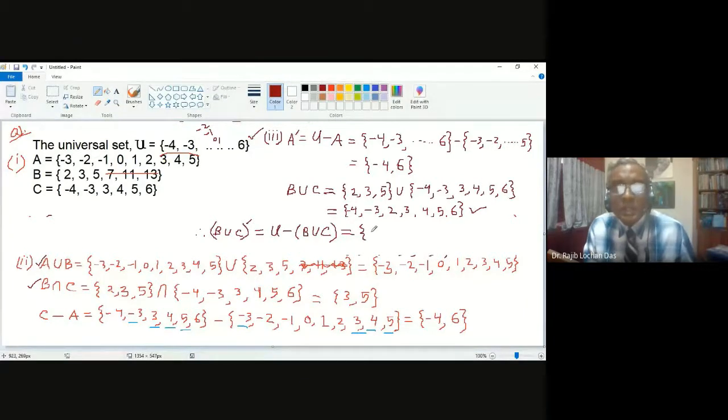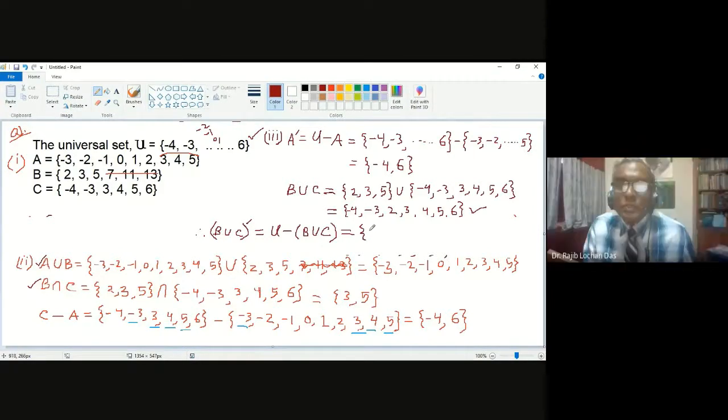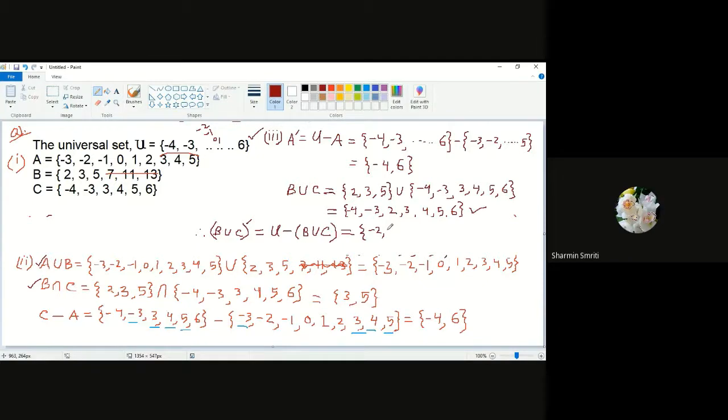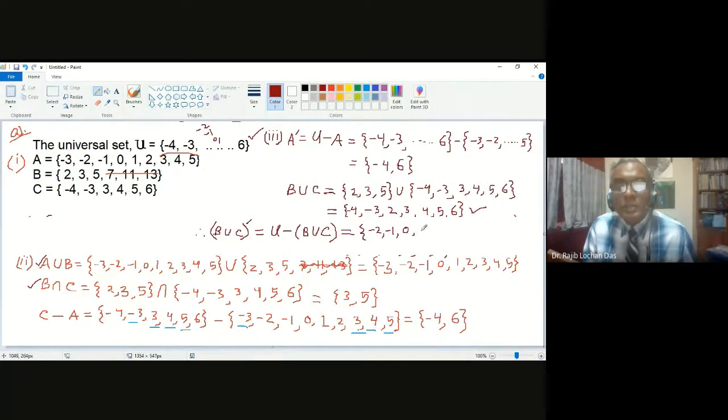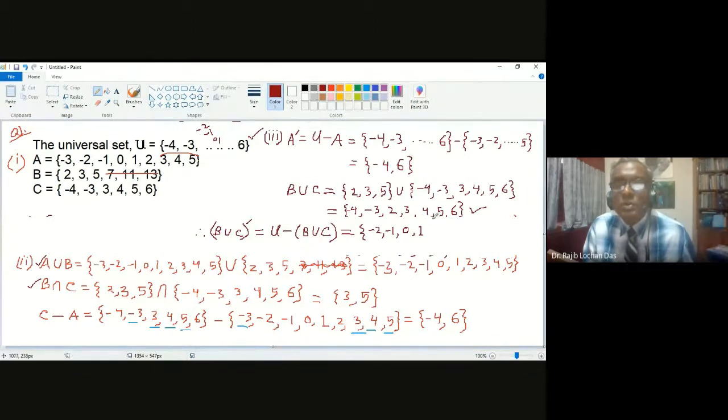Who said the answer correctly? So -2. -2 is the correct answer. Yes. Sir, -1, 1, 0. 0, -1 is also correct, yes. 0 is also correct, and 1. 1, and that's it. Is there any more? No more. So this is the B union C prime answer, and this is the last question, isn't it?